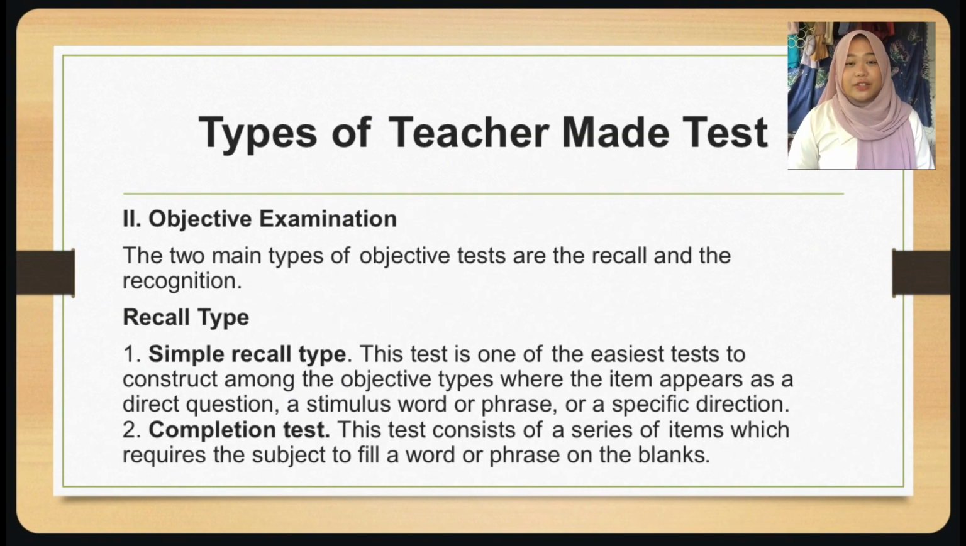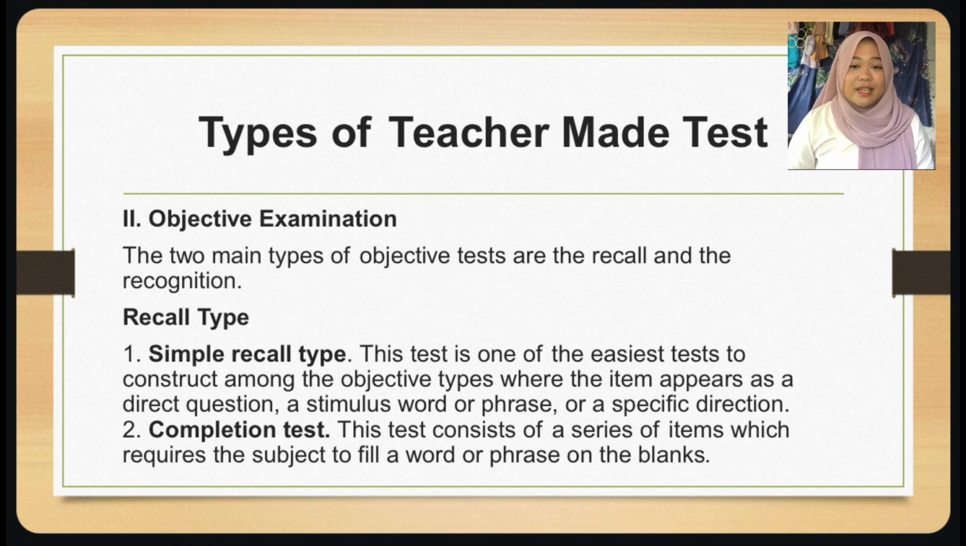Objective examination refers to a type of assessment or test that is designed to measure the person's or the student's knowledge or understanding of a particular subject in an unbiased and standardized manner. It is called objective because the answers are clear-cut and very specific, allowing for an accurate assessment of the student's knowledge. So in objective examination, the questions are structured in a way that requires the students to provide a single correct answer or choose the correct answer from a set of options.